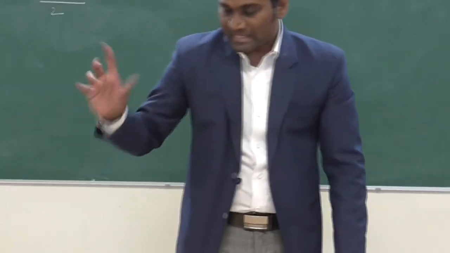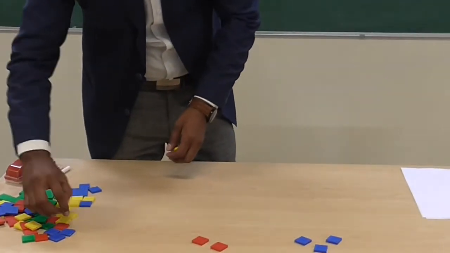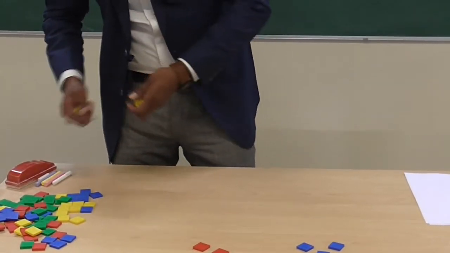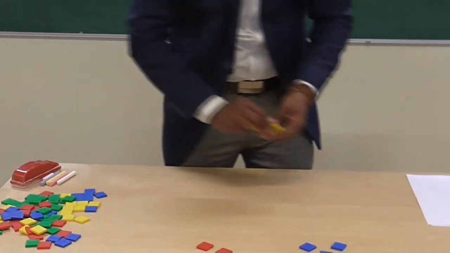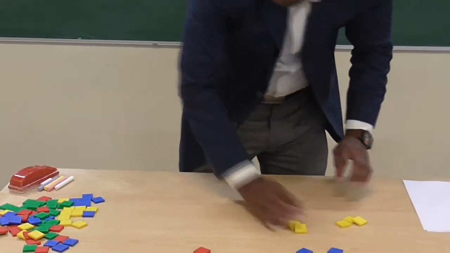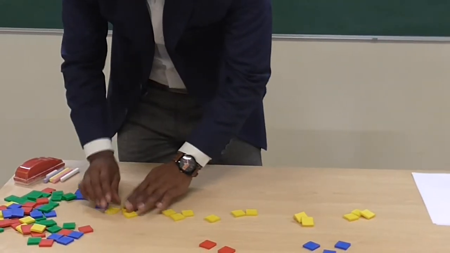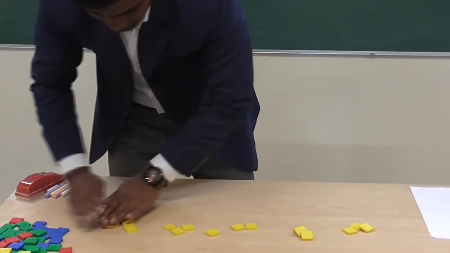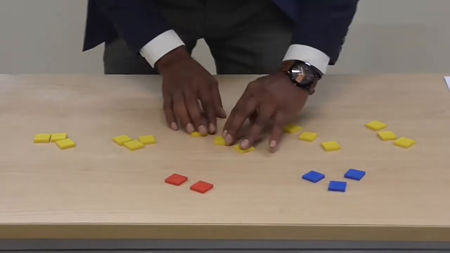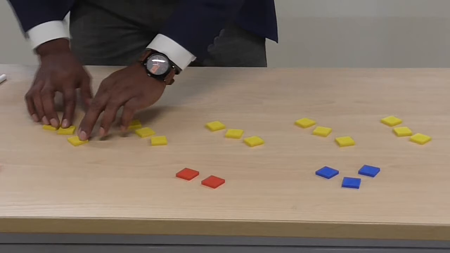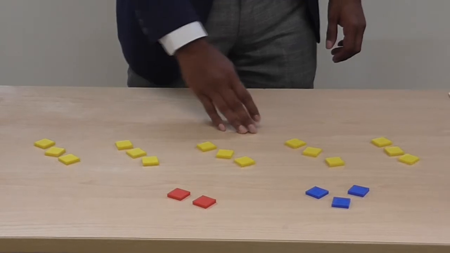This time I'll take another example, where all are of the same kind. I'll take 5 groups of 3 yellow counters. 1, 2, 3, 4 and 5. So I have group 1, group 2, group 3, group 4, group 5. I have 5 groups of 3 yellow counters each.